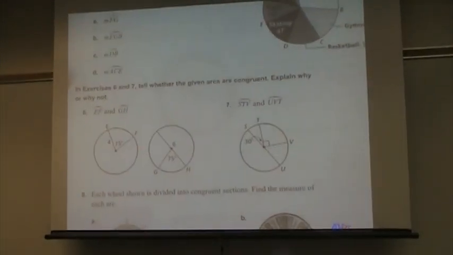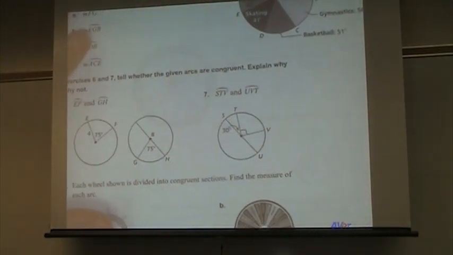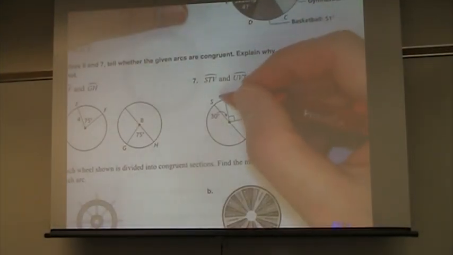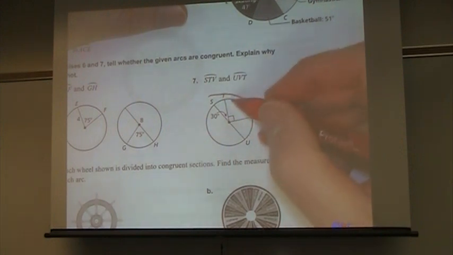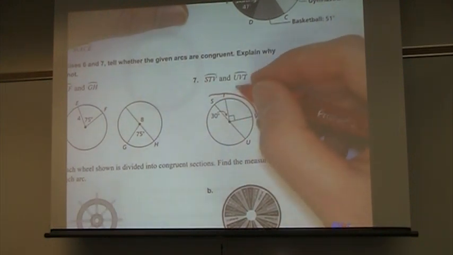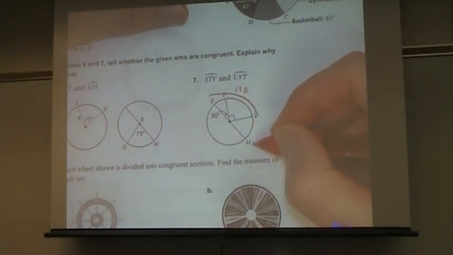What's this guy? Let's talk about this, okay. We'll talk about number 7. Tell whether the given arcs are congruent and why or why not. Okay. So STV is this guy. So it looks like that's going to be a 30 and a 90. So this is 120. Okay. And UVT, are they congruent?